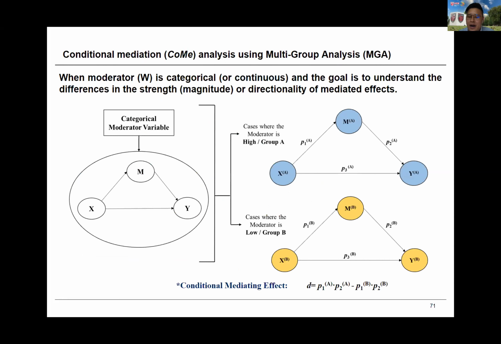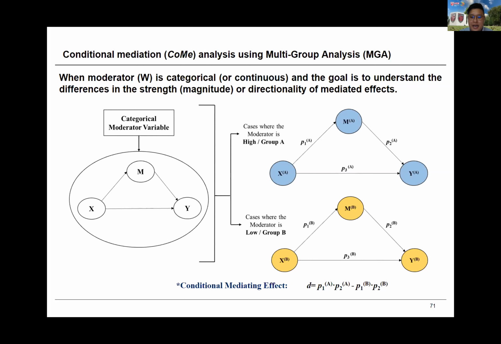If you have X, M, and Y as your model, and you have a categorical moderator that moderates the relationship, then the researcher could split the sample into two, in which group 1 could be, for example, the male group and group 2 maybe the female group, right? So you can compare these two groups' effects, right? However, if you want to test the conditional mediation effect, you need to go into the formula, as you can see at the bottom, which is to calculate the conditional mediation effect. You could look into the formula of D, which means difference, equals P1 multiplied by P2 for group A minus P1 multiplied by P2 for group B.